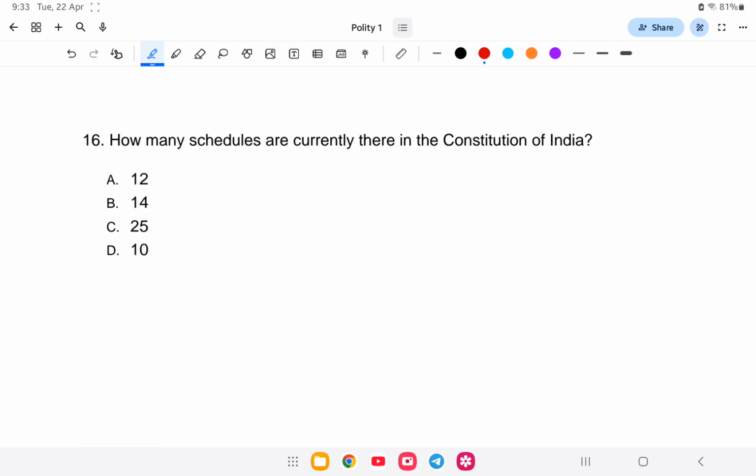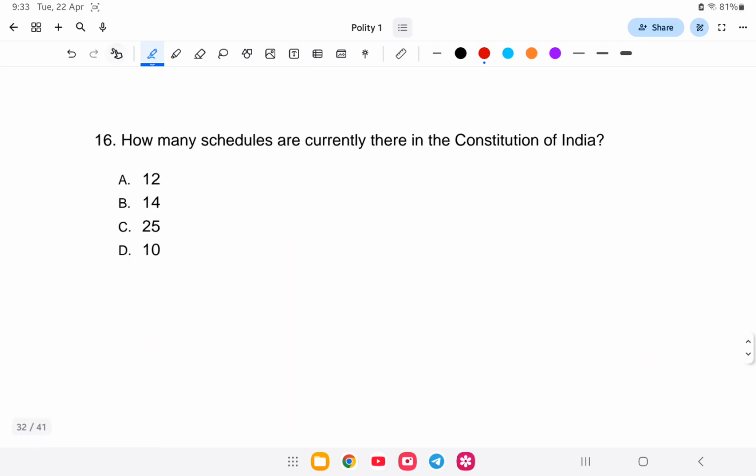How many schedules are there in the Constitution of India? Is it 12, 14, 25 or 10? The answer is option A, that is 12.